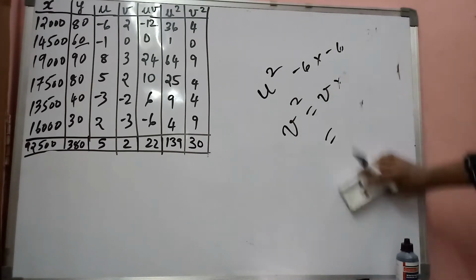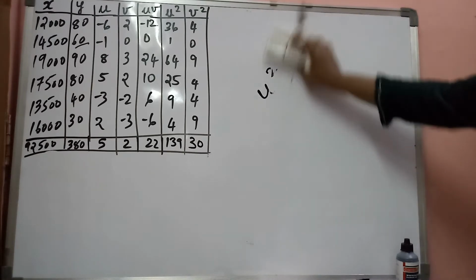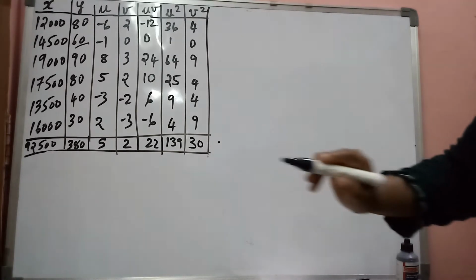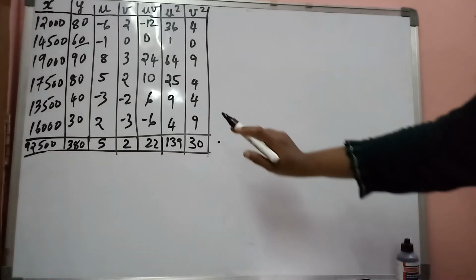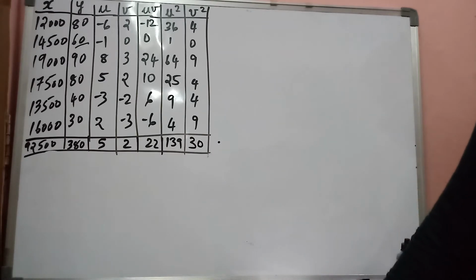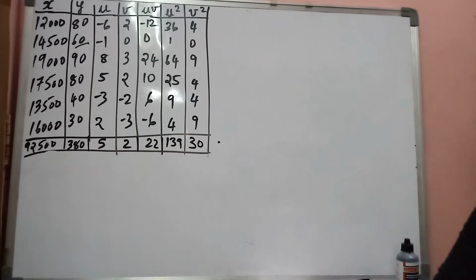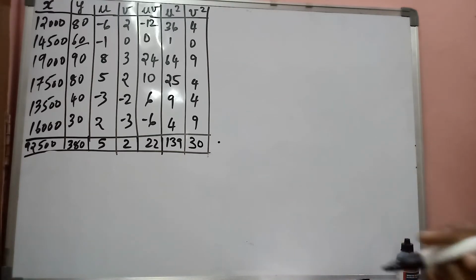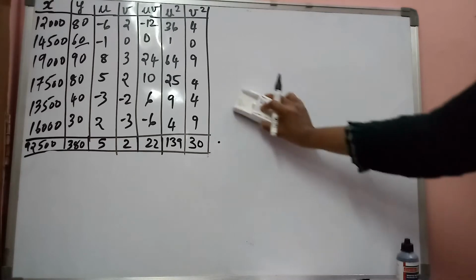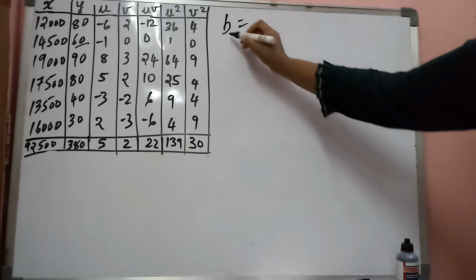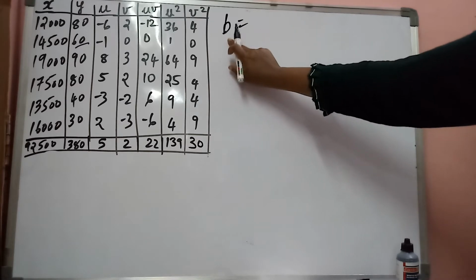Like this you have to calculate all the columns, all the variables, and get the total of these. So the total has been taken by me. Then what do you have to find? It has been asked to obtain the regression line y on x. So for that you have to find out the regression line. So what is the regression line? The formula is like b. This is your regression line.